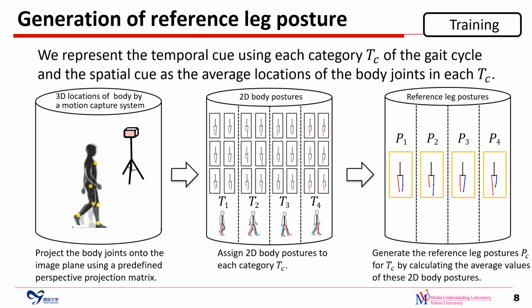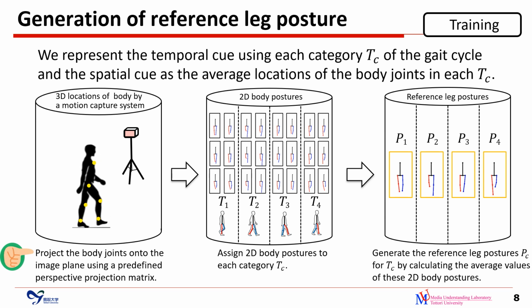We explain how to generate reference leg postures. We represent the temporal cue using each category of the gait cycle. And we represent the spatial cue as the average location of the body joint in each category. We assume the height and angle of each camera set in the corridor are the same. We use 3D locations of the body joints. They are observed by a motion capture system during the gait cycle of many individuals.